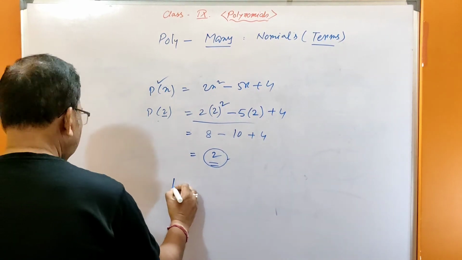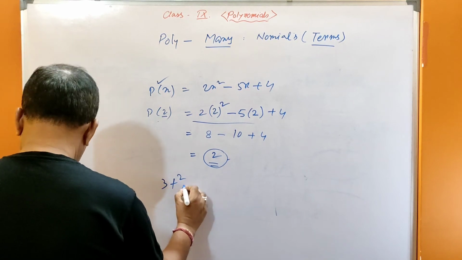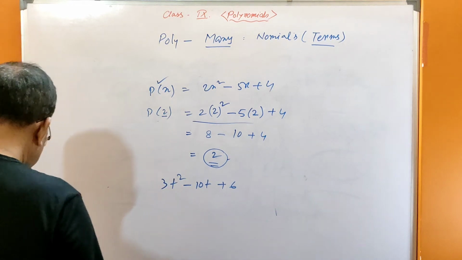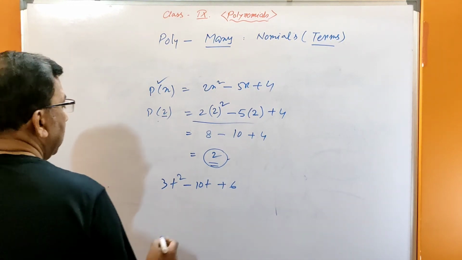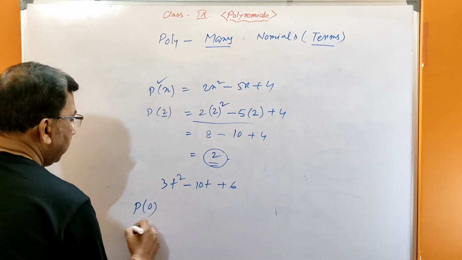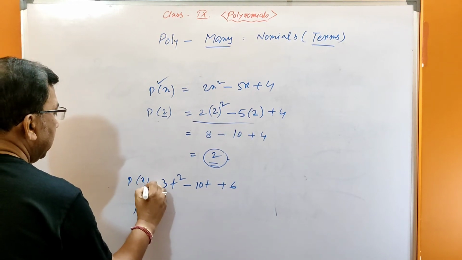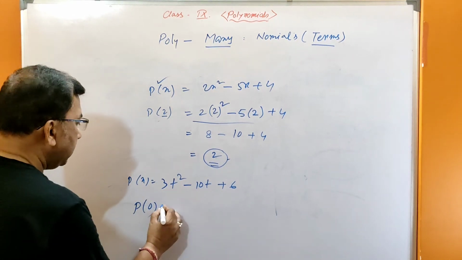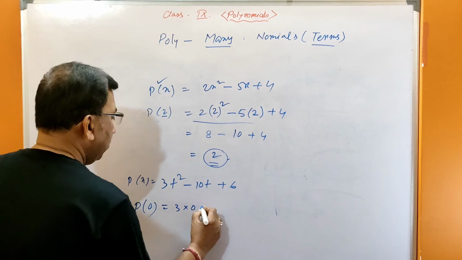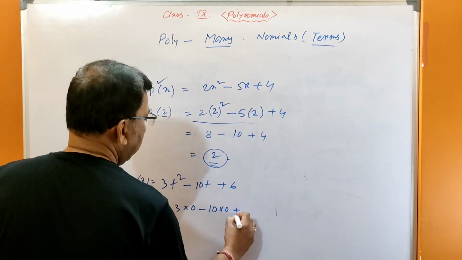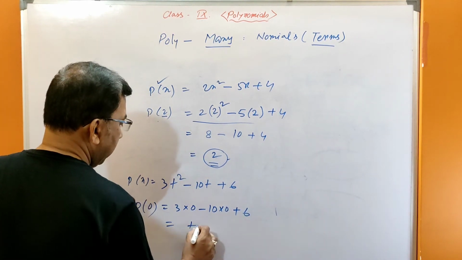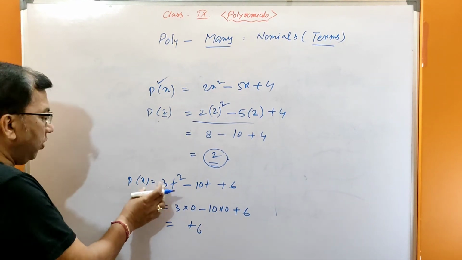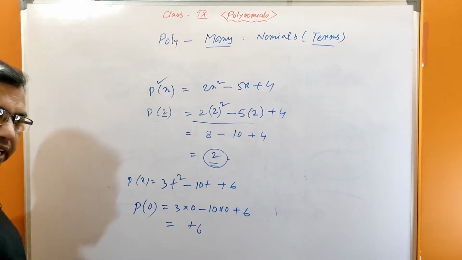It will be given 3t square minus 10t plus 6. Clear? Find p(0) for p(t). You have to find p(0). That means 3 into 0 minus 10 into 0 plus 6 equals what? Plus 6. So what will be the value of p(0)? 6. The value of this polynomial at p(0) will be plus 6. Clear? It will be like this.